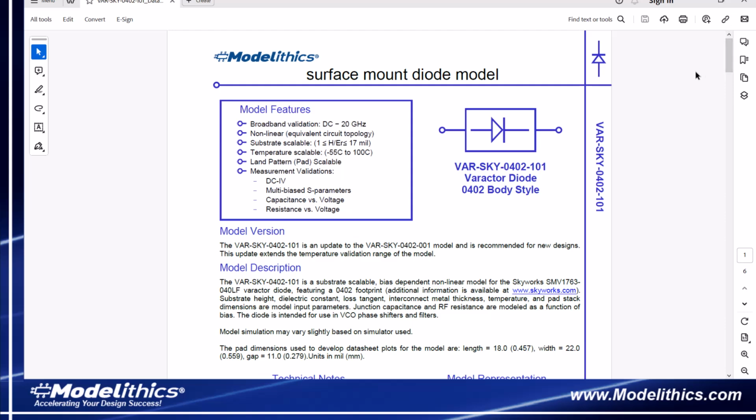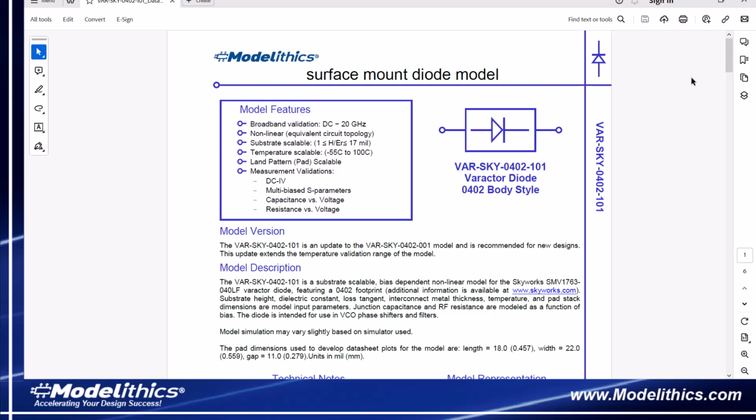Substrate scalability is quantified by this H/epsilon-r ratio, in which H is the substrate height in mils and epsilon-r is the dielectric constant. So this model is validated for all substrates with an H/epsilon-r ratio that falls between 1 and 17. Substrate scalability is critical because a component's performance does depend on the substrate on which it's mounted.